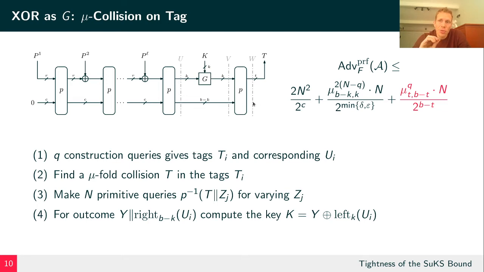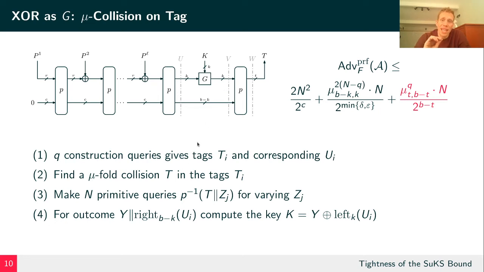Now what we're going to do is make inverse queries to the permutation for guessing the outer part, the inner part of W. So we make inverse queries to P on input of the tag, and we vary the inner part of W. We call it ZJ here. And at some point we will get a match. At some point we will get an answer of this form, Y, which is the outer part of V, and the right b minus k of U.